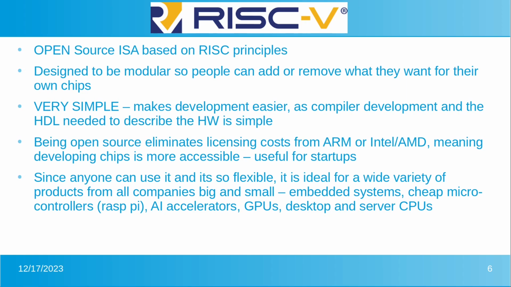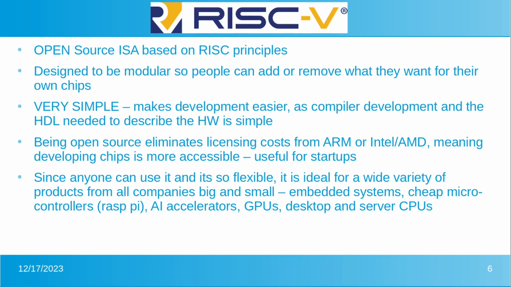And it's a very simple ISA, so it makes the development easier. Compiler development's going to be easier for running code on it. And the HDL code, like I showed you for describing the hardware, is going to be simpler as well. So these are all great things. The core of it is it's going to be easier for developers to make chips using this ISA because it's so accessible for not just the big companies and not just new developers, but also startups who don't want to have to pay for it as well.